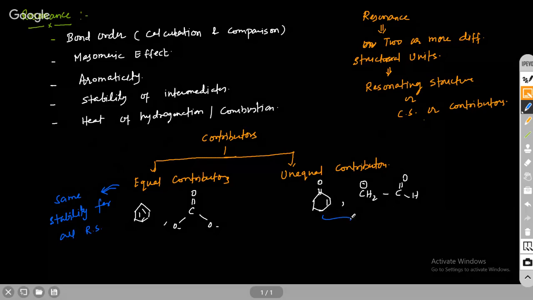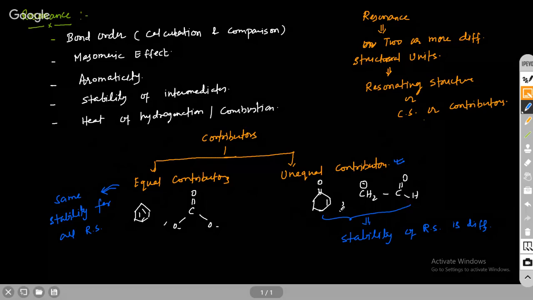But here, in case of unequal contributors, the stability of RS is different. And that is why when I say relative stability of resonating structures, that is only possible in case of unequal contributors. When I say relative stability, right? In this case, it is not possible because the stability of all RS is the same here. Here we have one RS more stable and the other one less stable.